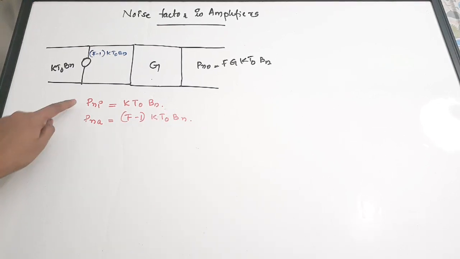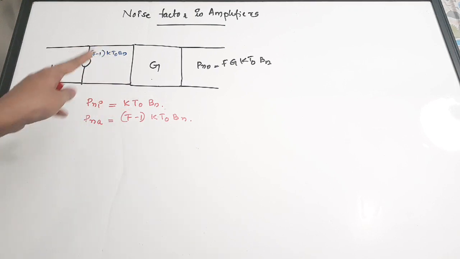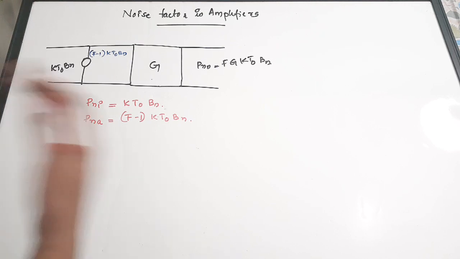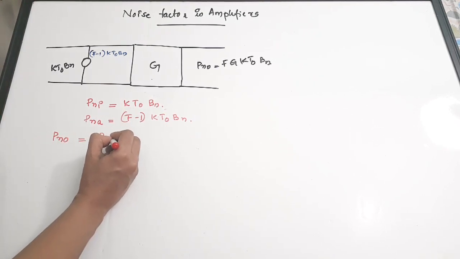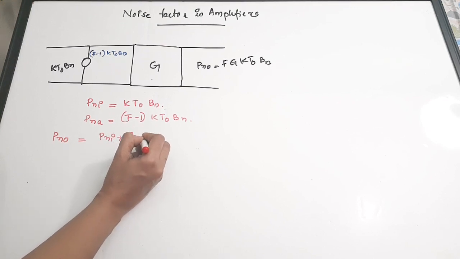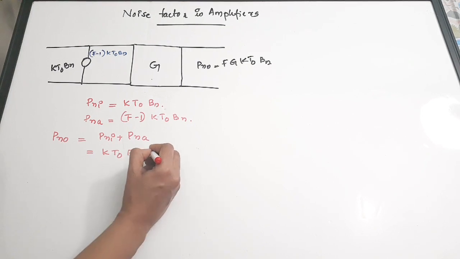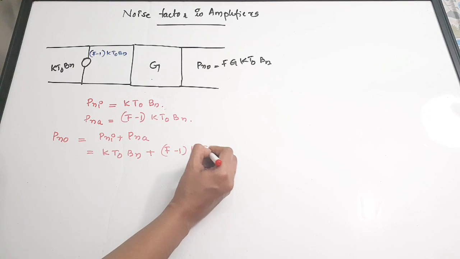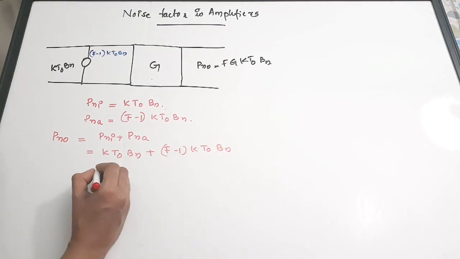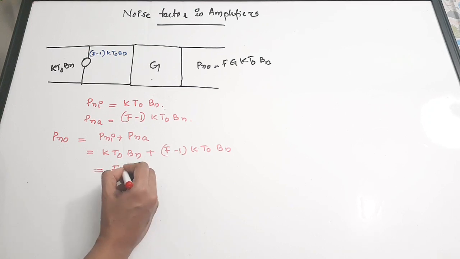Okay, so this is the noise generated due to the source, and this is the noise contributed by the amplifier. So the total noise power at the output side will be PNO = PNI + PNA, that will be KT0BN + (F - 1) KT0BN, and you'll be getting the value as F KT0BN.